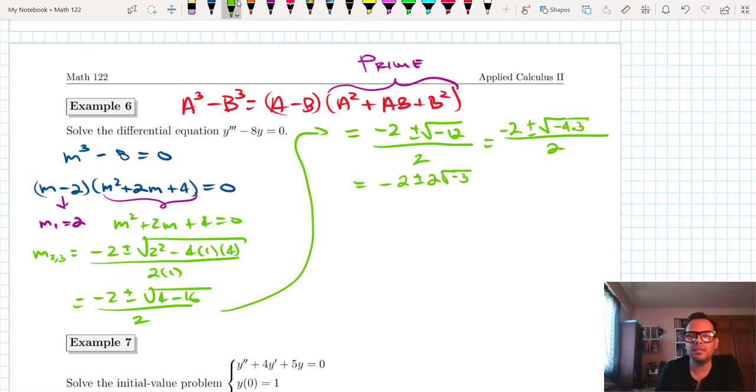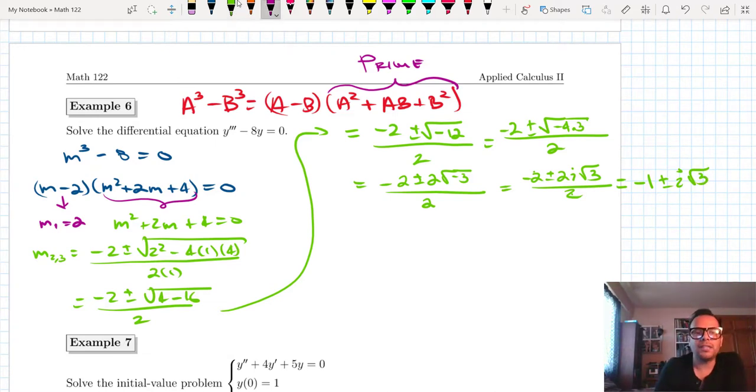But what about this negative inside of the radical? We can get rid of that negative sign inside of it, provided we put a letter i outside of the radical. So this is how it's going to look. Let's simplify this. 2 divided by 2, that's going to be 1, negative 1, and then these 2 over 2 also cancel, plus or minus i root of 3. So in this case, our alpha equals negative 1 and our beta equals the square root of 3.